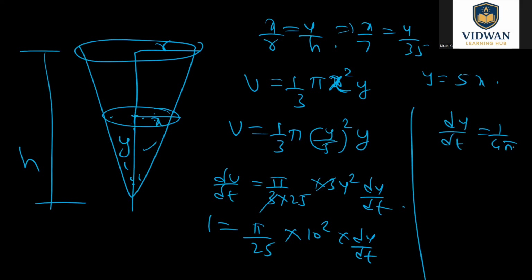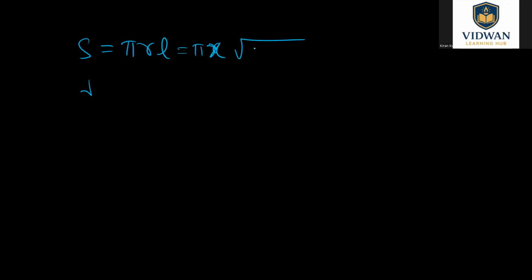And we are actually going to find out the rate of change of surface area. So if it is surface area, what is the surface area of cone? You can write pi RL. So you can also write this as pi r into root of, but r and L should be taken as x and L will be root of x square plus y square, because we have taken radius as x and y as the height.